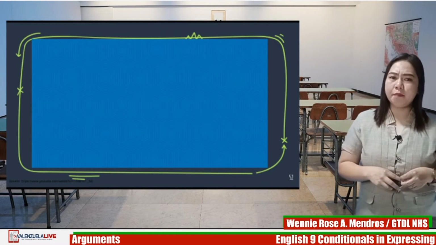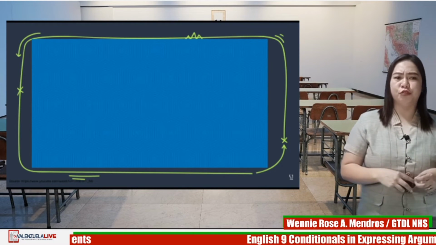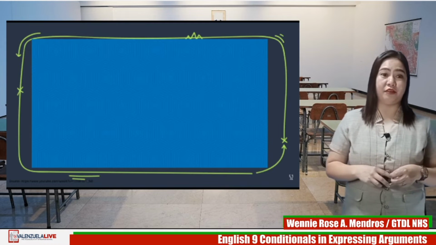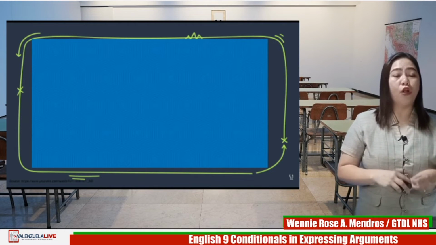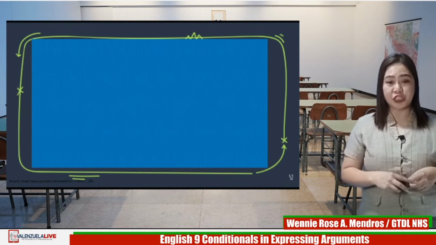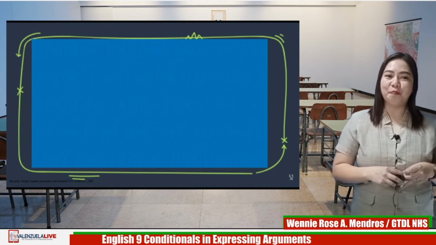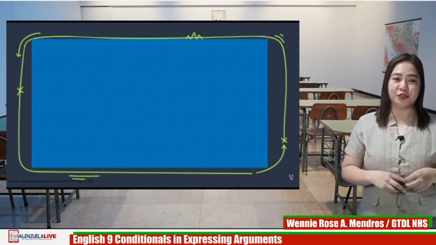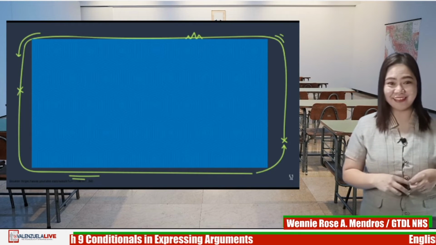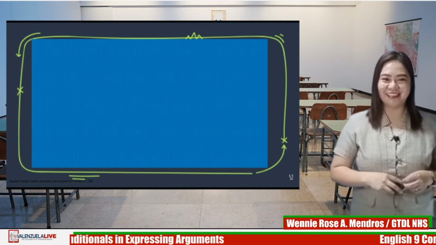Now, let me show you English songs that have conditionals in their lyrics. Your job is to take all those lines that express conditionals and identify its type. I suggest you get a pen and a paper for taking down your answers. Are you ready? Here it is.